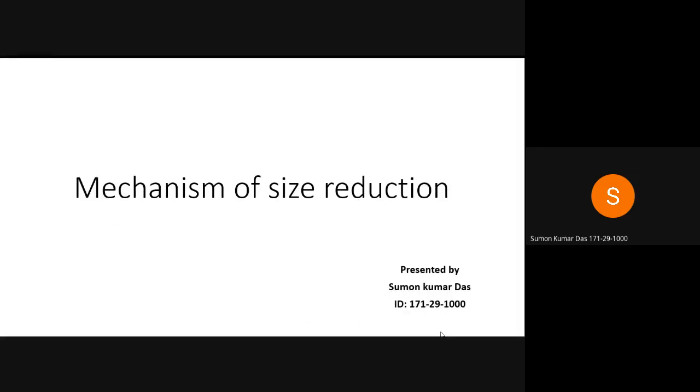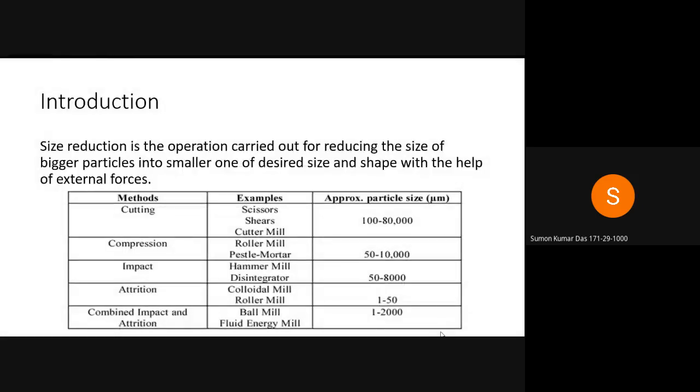Today we discuss the mechanism of size reduction, and this is my presentation topic. At first I will tell you about size reduction.